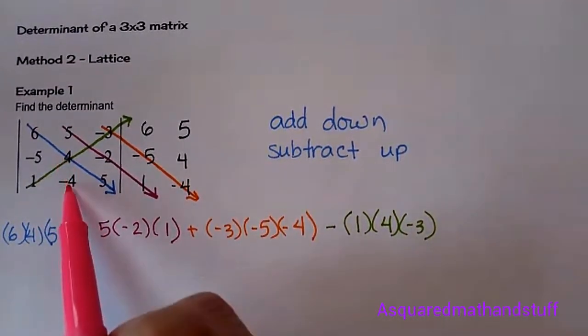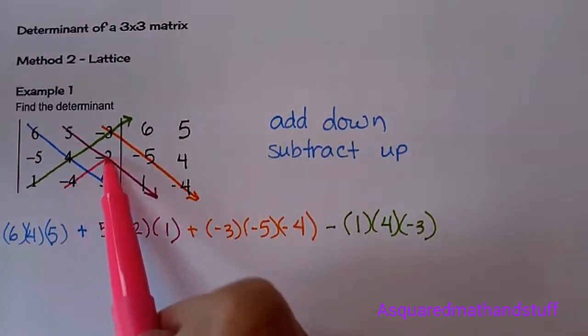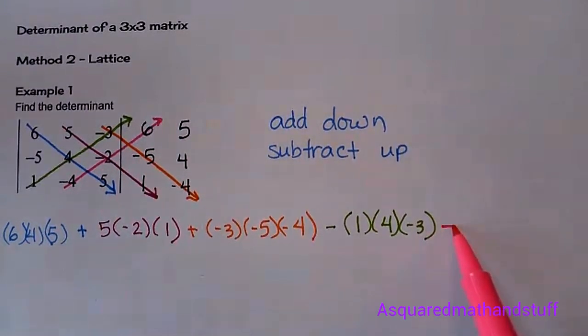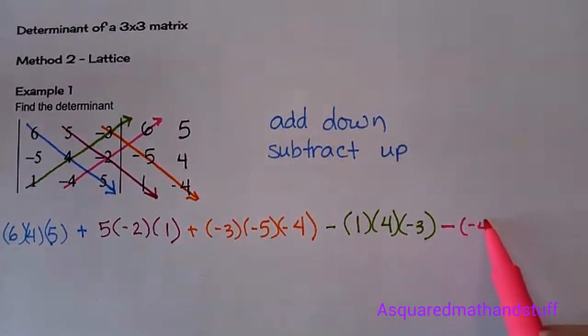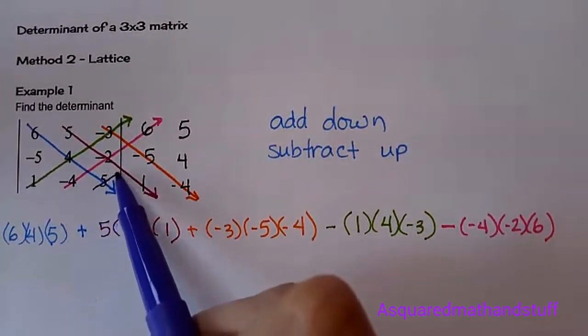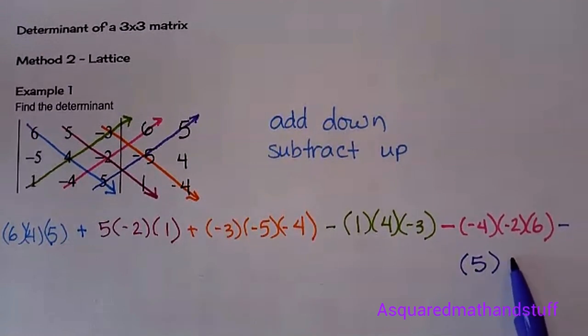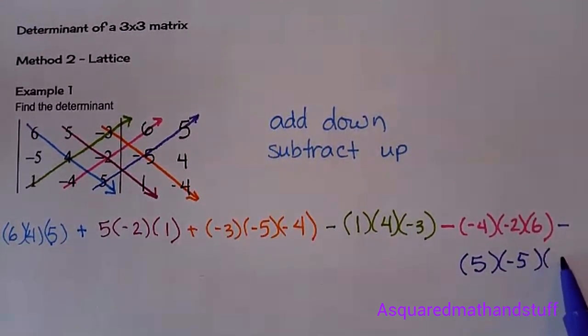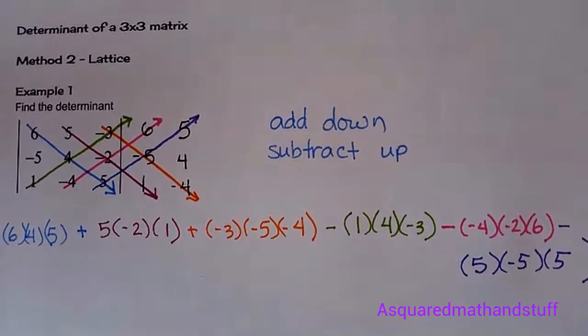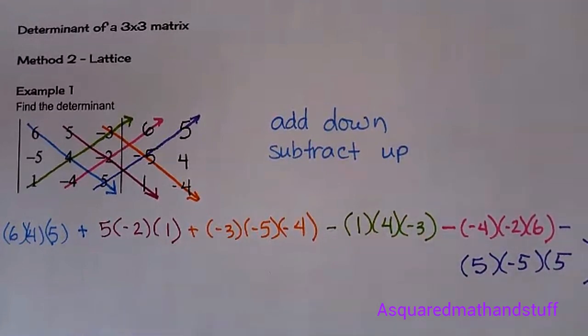I then move on to my next value, which is a -4, and I have 3 numbers that I can connect to multiply them together, and they're going upward, so we subtract -4 times -2 times 6, and then our last diagonal that we can make goes upward from 5 to -5 up to that +5. So we have to subtract that. I'm going to write that right down here. We have 5 times -5 times the +5. So all we have to do now is multiply each of these and then add the terms all together.